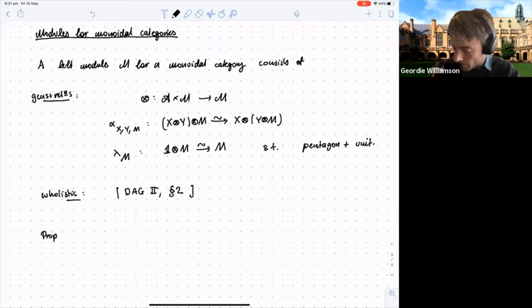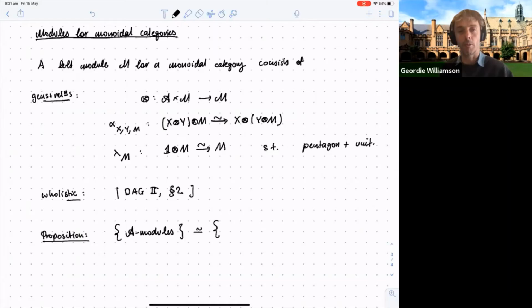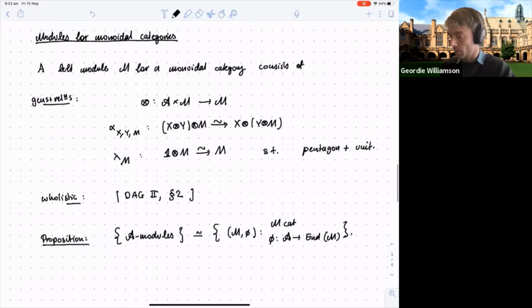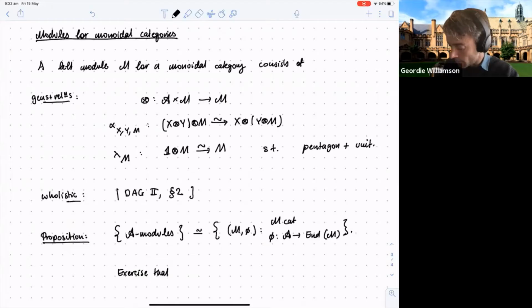Section 2. And a proposition, which to be honest I haven't checked, is that A modules are the same thing as representations. So in algebra we know that modules are the same thing as representations. And this proposition is the analog of that. So an A module is the same thing as a pair M, phi, where M is a category and phi is a tensor functor from A to End of M.